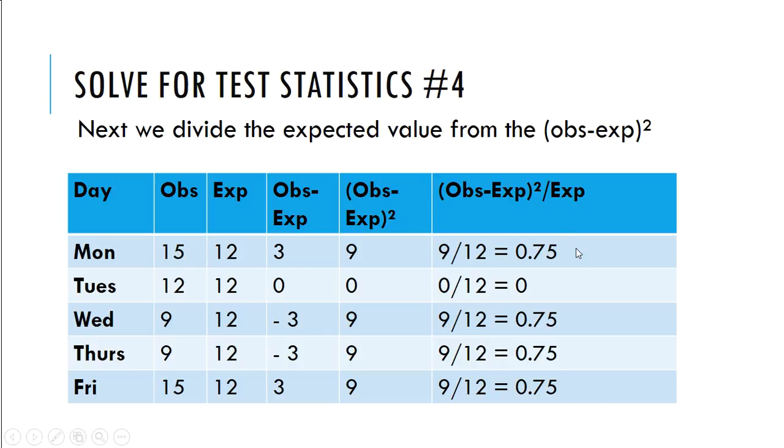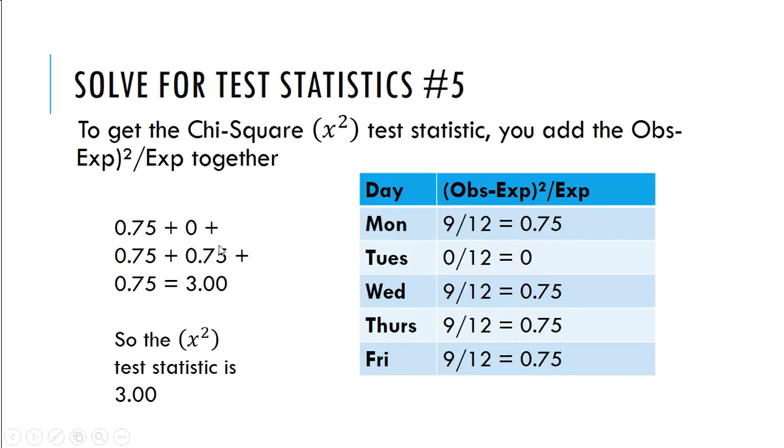So now I'm going to do it. I've got to take my observed minus my expected and divide by my expected. See, I told you, you don't want to do this by hand. So 9 divided by 12 is 0.75. 0 divided by 12 is 0. 9 divided by 12 is 0.75. So you see what's happening now: I'm starting to get my test statistic. And the next step is to add them all together.